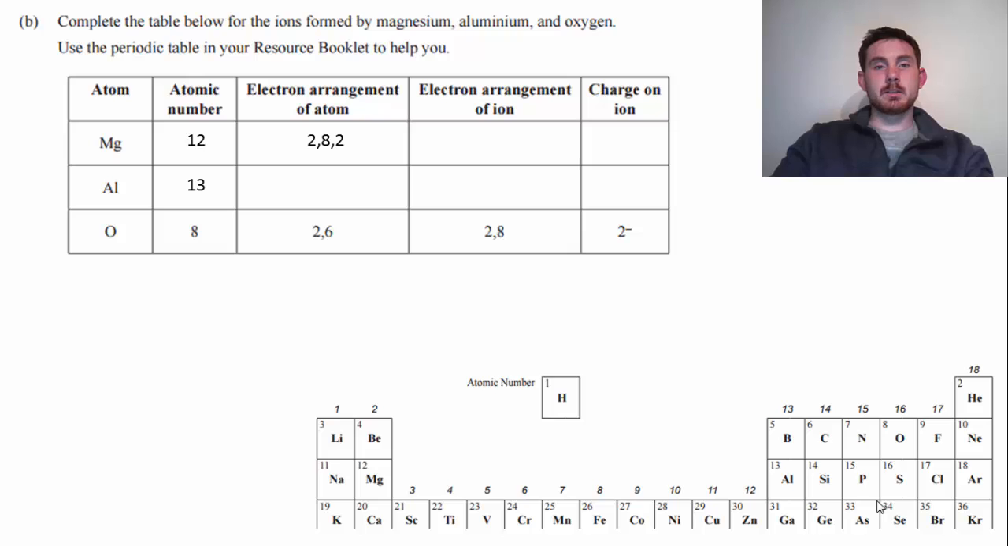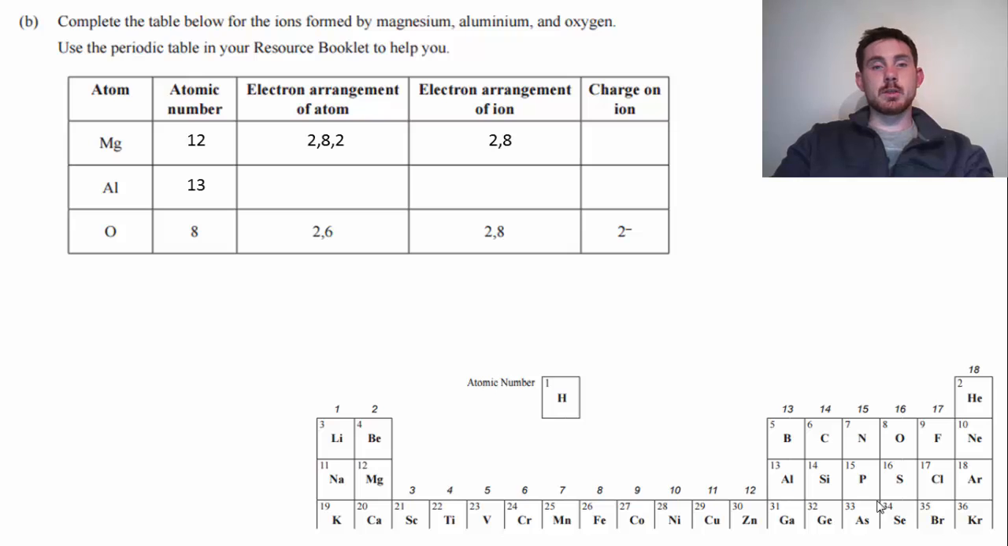So when magnesium forms an ion, it's going to get that stable outer shell, which in this case will be 2,8. One way to think about it is how easy is it for it to lose or gain electrons in order to fill its outer shell, and so it could either gain 6 or lose 2, so the magnesium atom will lose 2 to form the ion. So if it loses 2, then that leaves us with 2,8 as the arrangement of the ion.